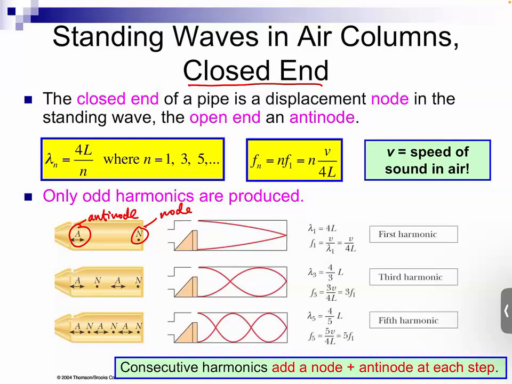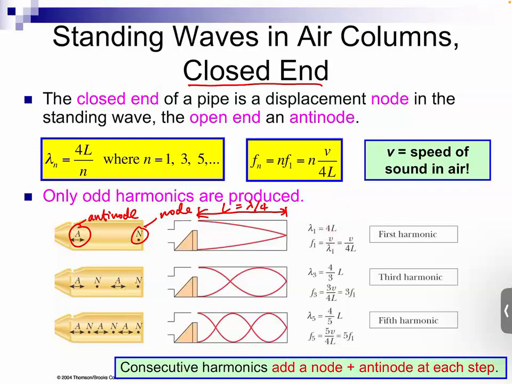If this is the length of the air column, and you relate the length to how much of a wave is contained throughout that length, you'll see that this is 1/4 of a wave. So in that length, 1/4 of a wave is contained, and therefore the wavelength of the sound wave in that air column is equal to 4 times the length of that air column.